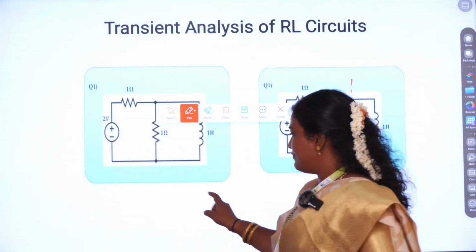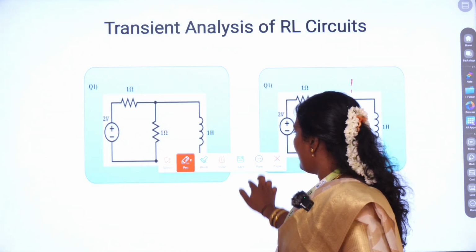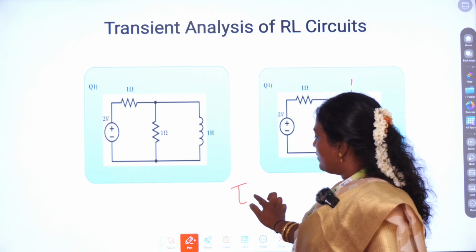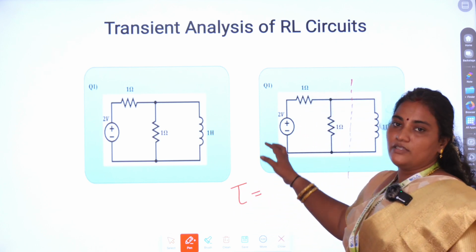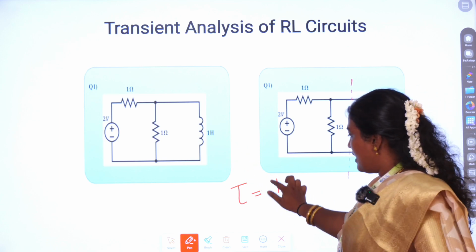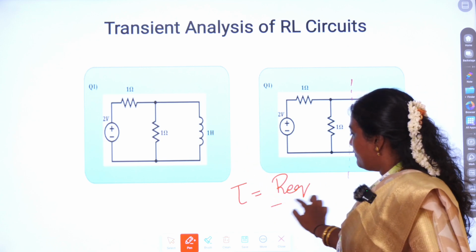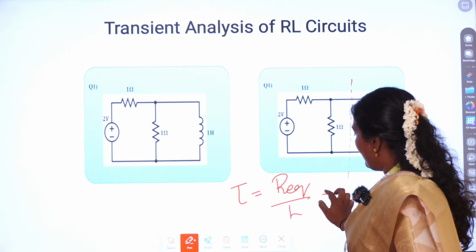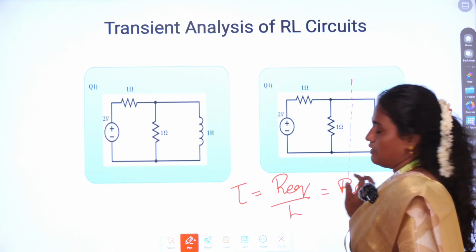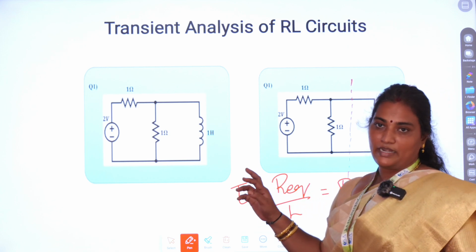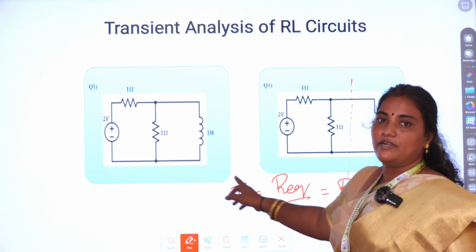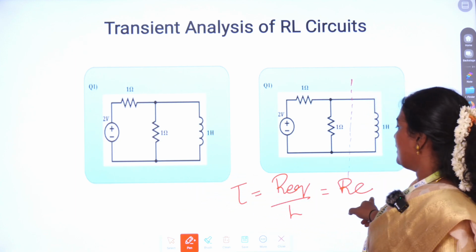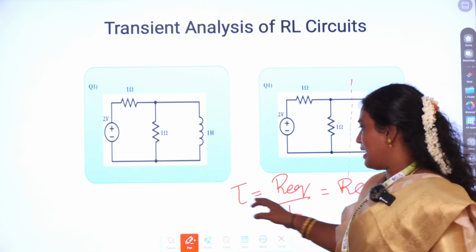First thing you have to do, with respect to R, L and C, is that the tau I calculate should always be equal to R equivalent divided by L, or it can be R into C. It can be either of the two. Either it is R equivalent by L when you have an inductor, or R equivalent into C when you have a capacitor.